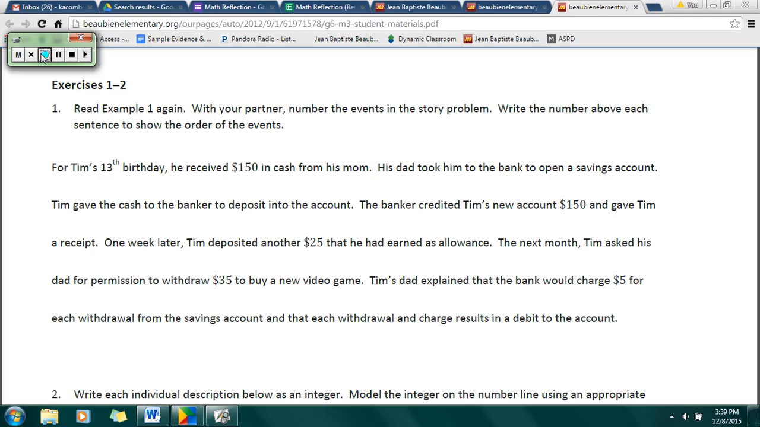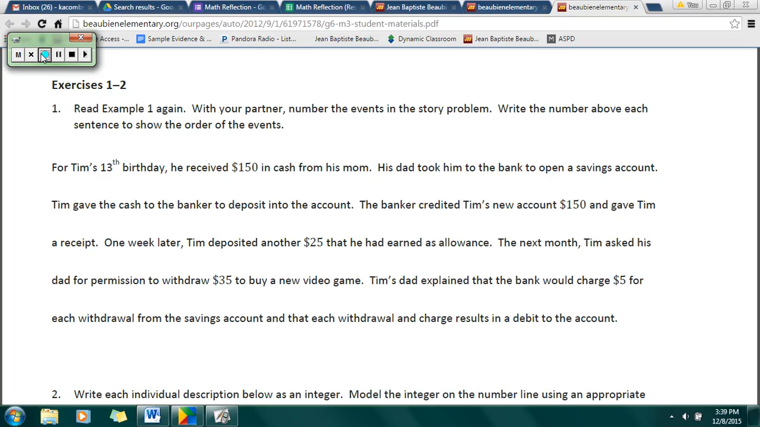The first example I gave you is a story about Tim and his 13th birthday, talking about how he's depositing money into his bank account. I'm going to read this out loud. I want you to think about what are some positive words that represent positive integers and what are some negative words that represent negative integers.